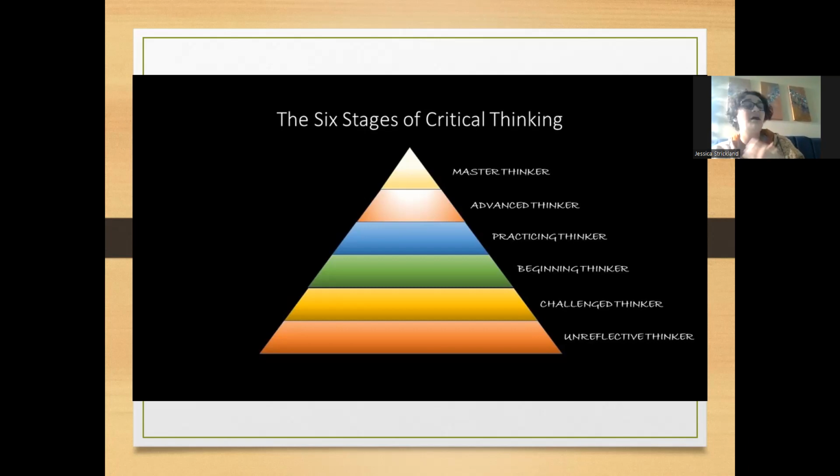A master thinker, I don't know who these people are. They must be absolutely brilliant human beings. I don't know. Maybe philosophers maybe, but I would say that I'm somewhere between a practicing and an advanced thinker. And I think that there's always room for improvement. So don't think, oh, I'm a master thinker. I'm yet to meet one of those.